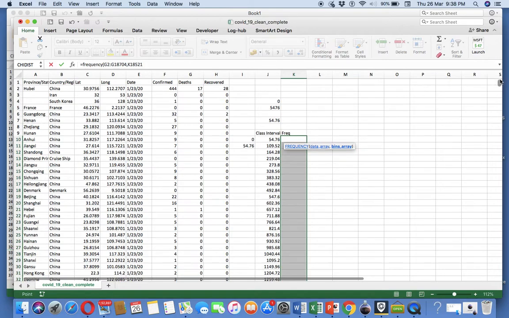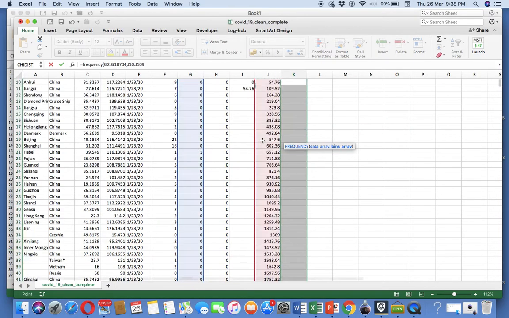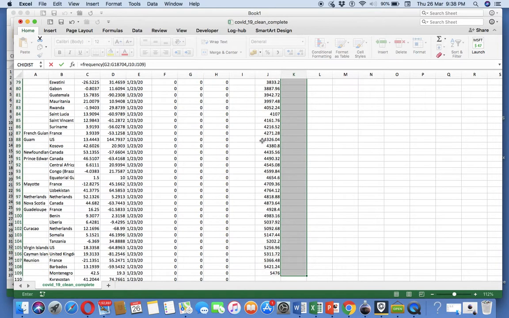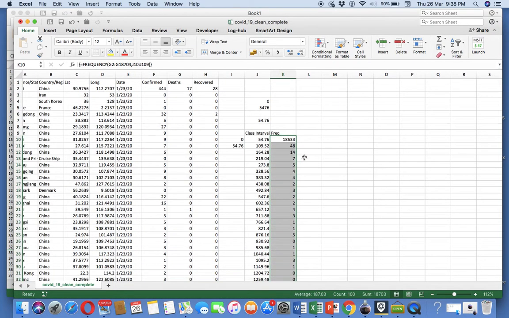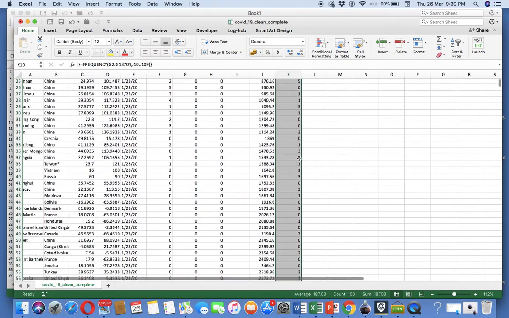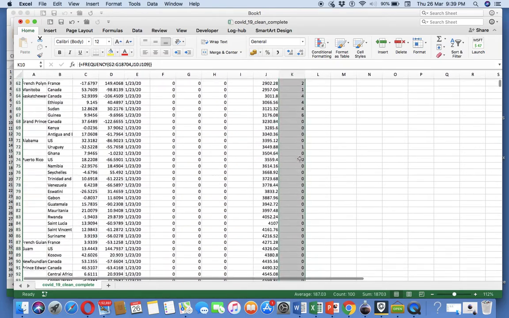So it's asking me what is the bin range. So I'll put a comma and select the bin range from here till the end. Close the bracket. And as usual, remember it's Control Shift Enter. And it's given me the distribution. So the distribution is highly skewed. As you can see, the large numbers of deaths are very, very few.